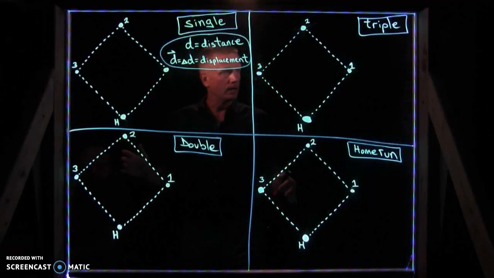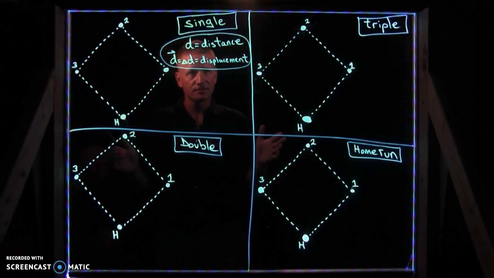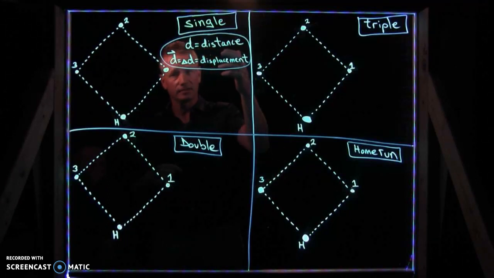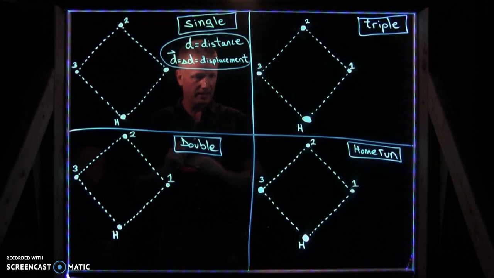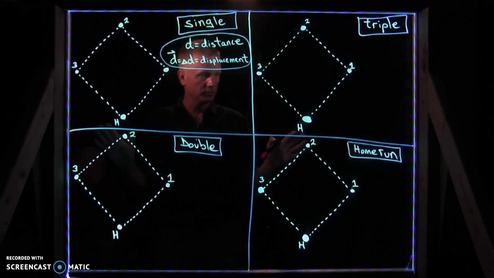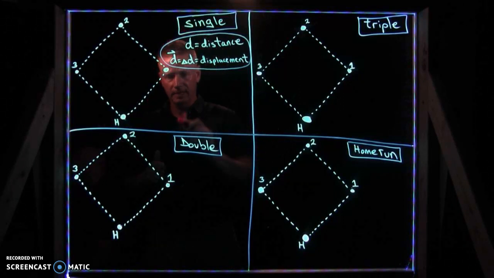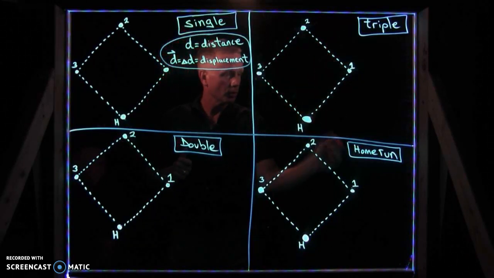Okay, welcome. This is a lesson to help you get familiar with vectors and scalars and to understand the difference between distance and displacement. And what you see on the board are four different diagrams of baseball diamonds that we're going to use as an example. If you run the bases after hitting a single, after hitting a double, a triple, or a home run.